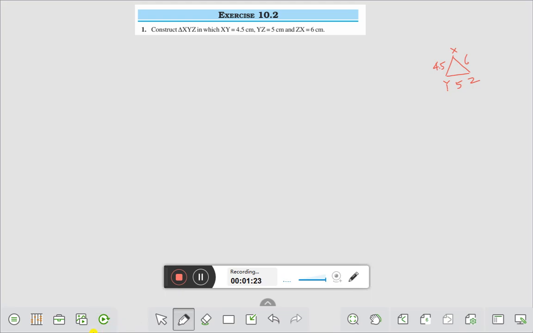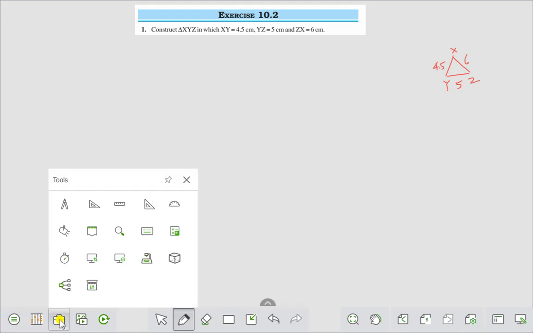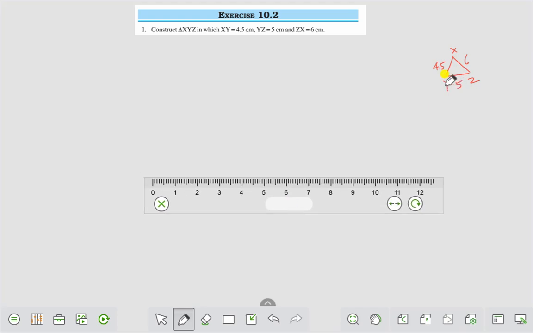First of all, what you have to do, take a ruler. Here we are taking the ruler. You have to draw a line that is 5 centimeter. YZ is 5 centimeter. Let us draw a line 5 centimeter.